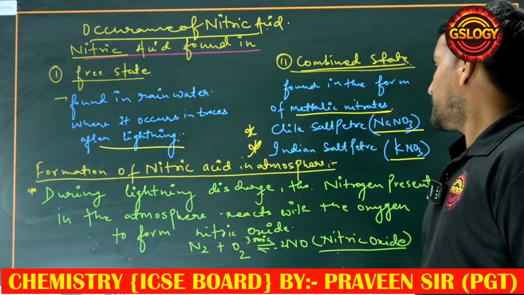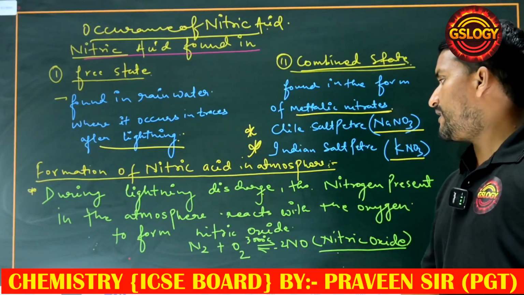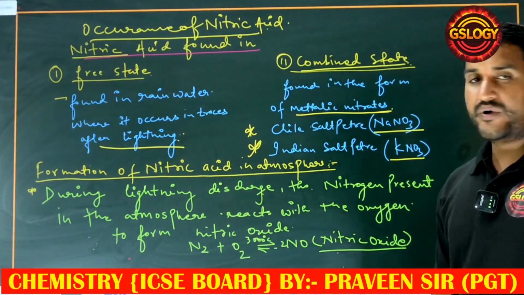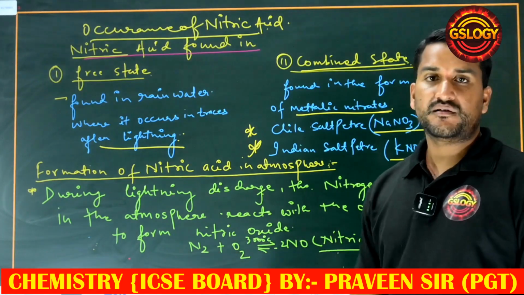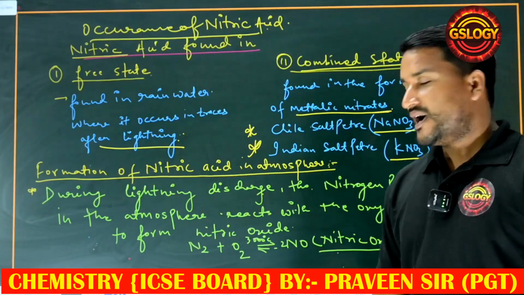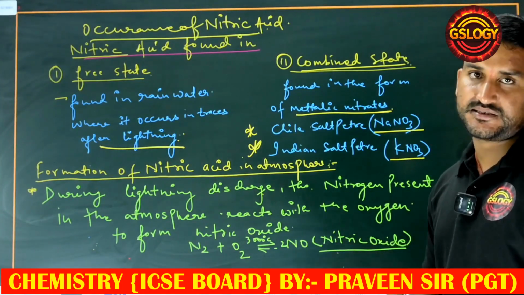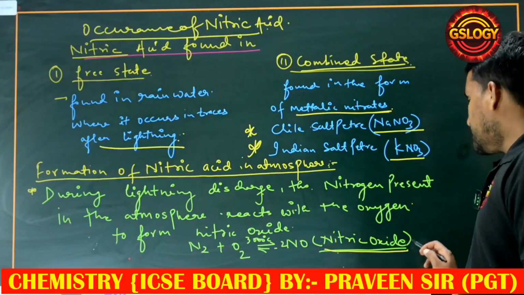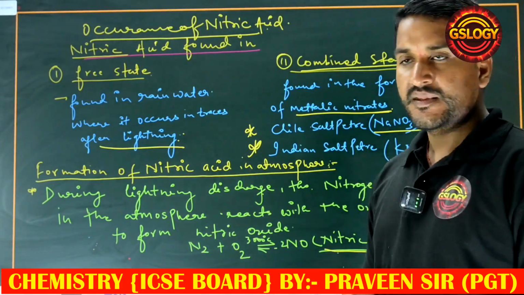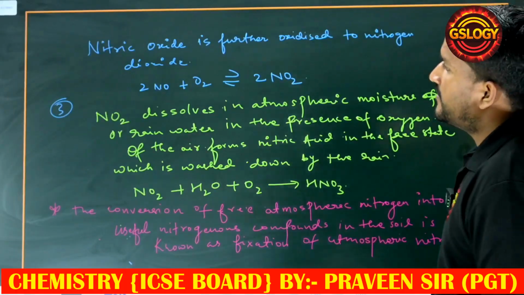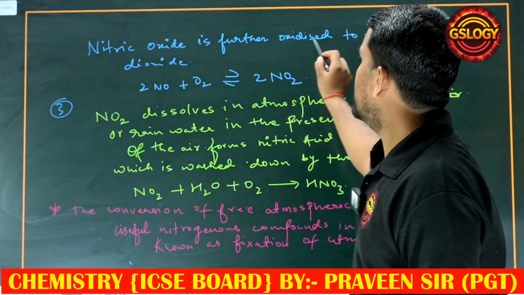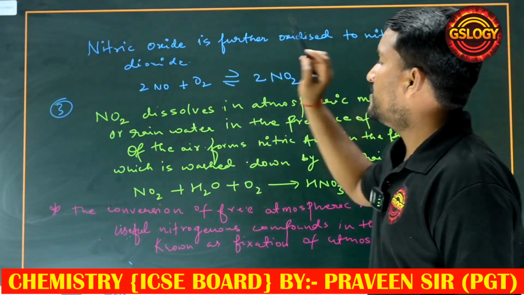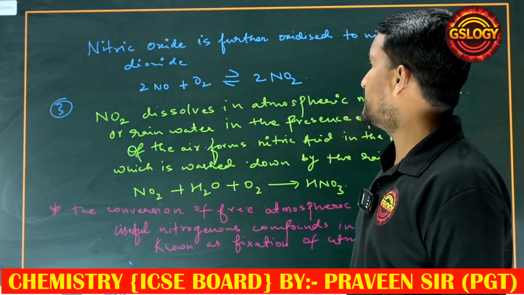Atmospheric nitrogen reacts with oxygen, and first it forms nitric oxide. When atmospheric nitrogen reacts with oxygen at 3000 degrees Celsius, that is, during the lightning discharge, it forms nitric oxide. Clear? Next, after this reaction, nitric oxide is further oxidized to nitrogen dioxide.